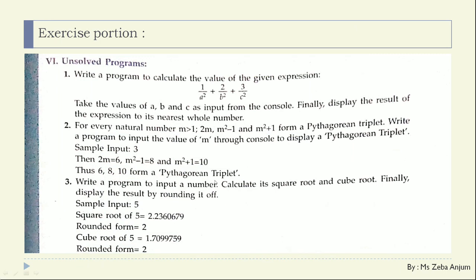Now see the third question. Write a program to input a number, calculate its square root and cube root. For both these things we are having a mathematical function. For square root you are having math.sqrt and for the cube root you are having math.cbrt. Yes, both the functions we are having. Now you have to take an input as a number, so only one number you are going to get as an input. Okay, depends on you.